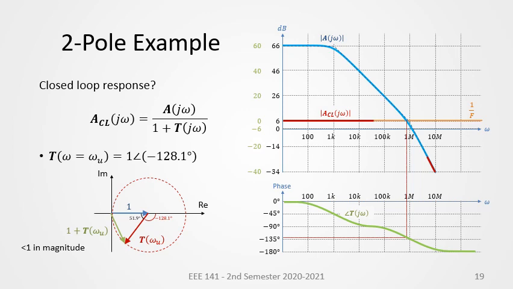Going back, since 1 plus T of j omega is less than 1 in magnitude, then the denominator is less than 1, and therefore there must be some peaking in the closed loop response at the unity gain frequency as shown. And so the closed loop response should follow this red line here.